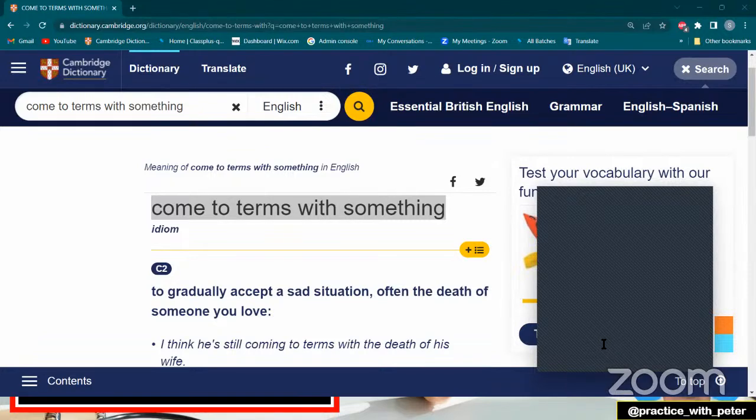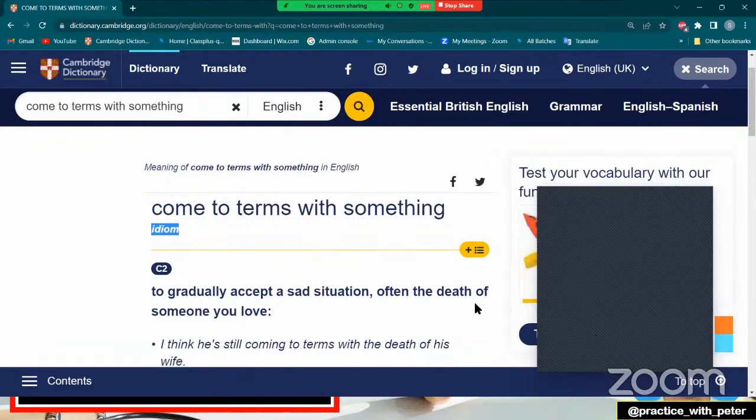So how many of you have learned this new phrase? It's an idiom. Come to terms with something is an idiom. You can see here, it's a very special usage. Learn the idioms. He's testing an idiom here.